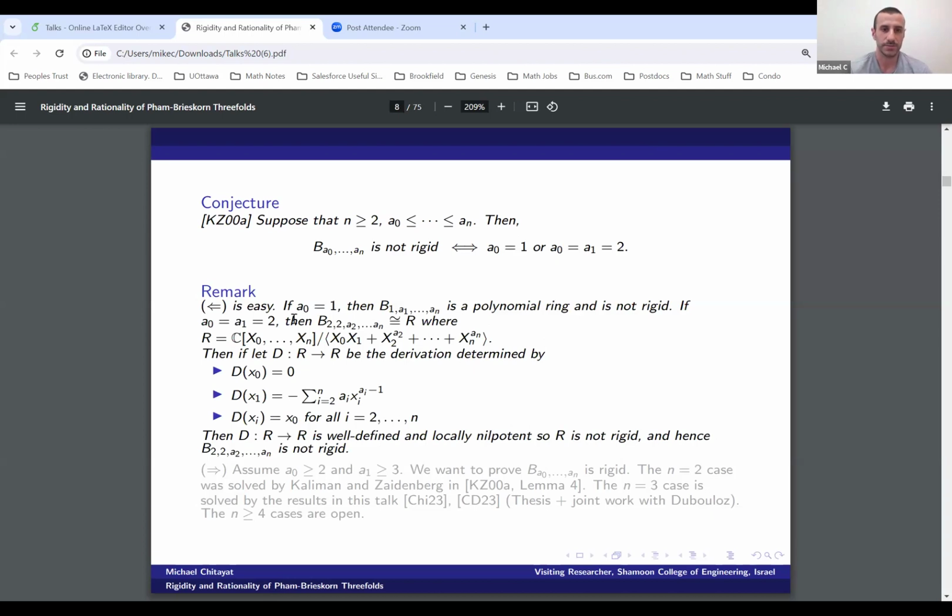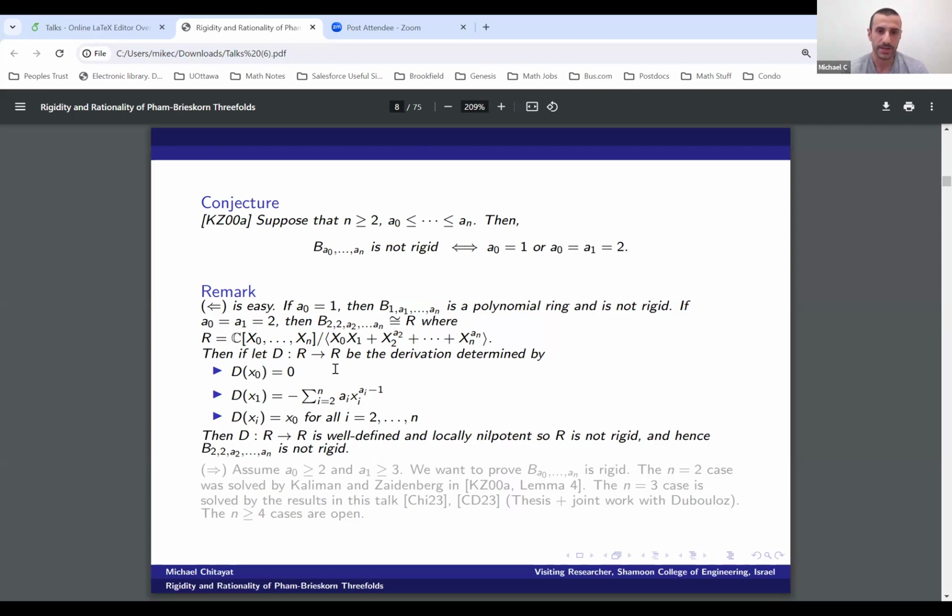One direction is easy. If a0 equals 1, then this Pham-Brieskorn ring is a polynomial ring, and that's not rigid. And if a0 equals a1 equals 2, then we can produce an isomorphism of rings from our Pham-Brieskorn ring to a ring R of this form. R is equal to this ring. It's a polynomial ring quotiented by an ideal generated by x0 x1 plus this other term, where this is the same term as before.